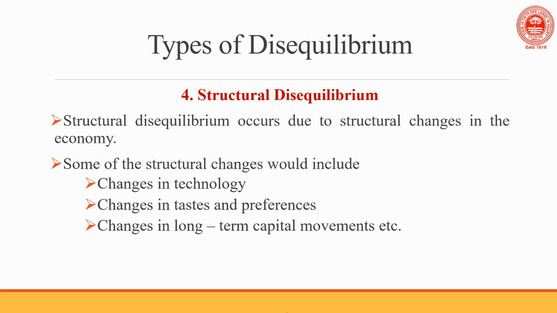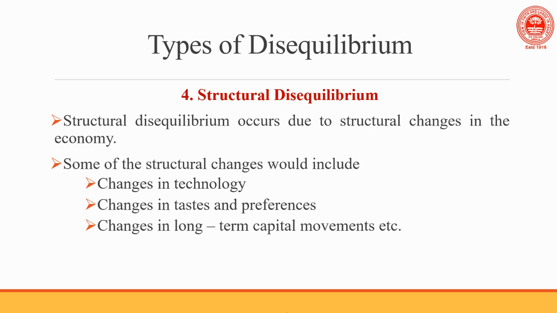Another structural change could be due to change in tastes and preferences of consumers. Now, if due to any situation the consumers do not prefer products that were being manufactured in foreign countries, it will lead to very few imports in the nation, and there might be a situation of disequilibrium. Another structural change could be due to the change in long term capital movements. So, these are some of the causes and some of the reasons for structural disequilibrium in a nation.